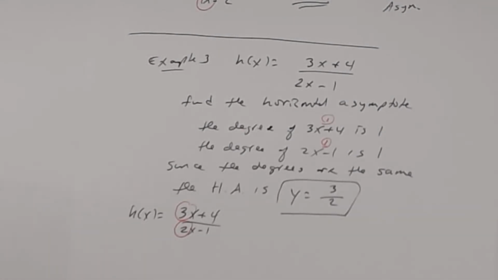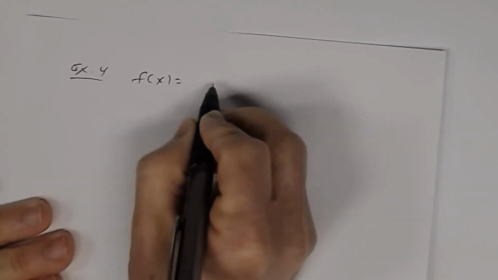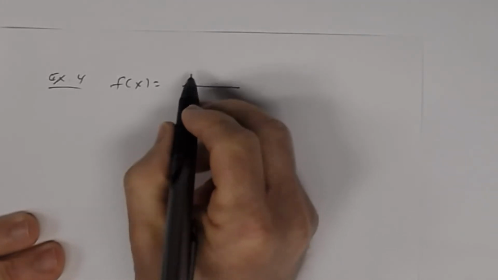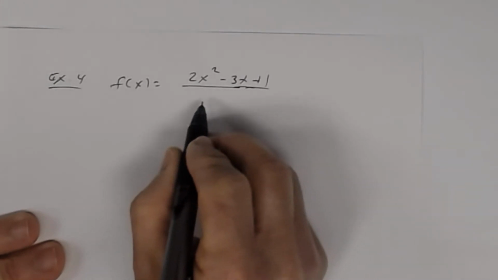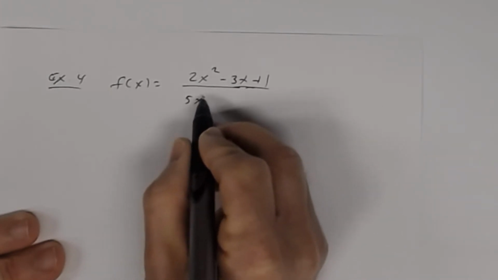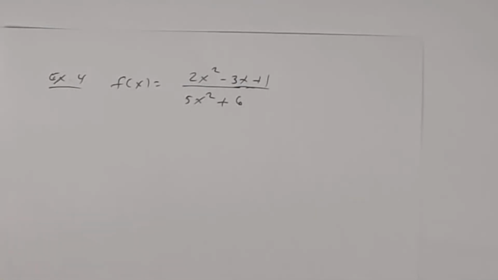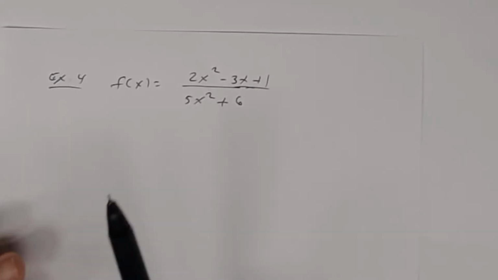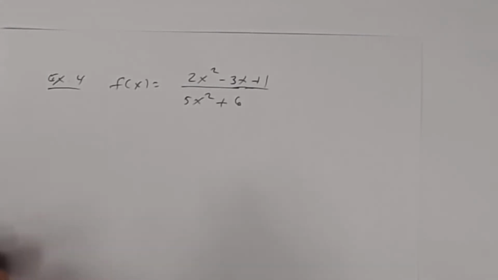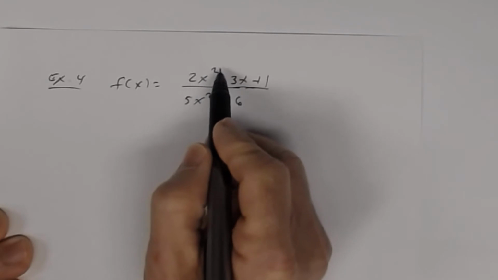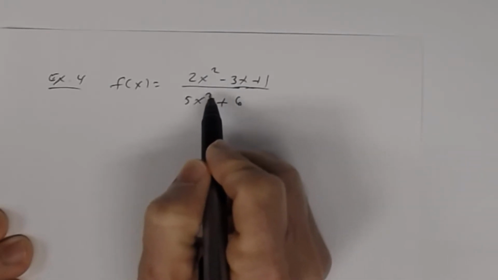All right, let's look at example 4. What if you had f of x equals 2x squared minus 3x plus 1 divided by 5x squared plus 6? Notice that these two polynomials are in descending order. So this is going to be the leading term because it has the largest exponent, and this is going to be the leading term because it has the largest exponent.